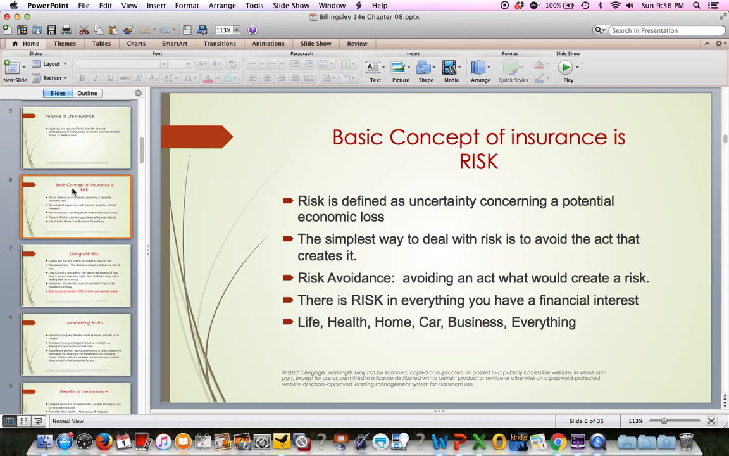So the basic concept of insurance is risk, which I mentioned: you are passing risk onto the insurance company. Okay, so risk is defined as uncertainty concerning a potential economic loss. Essentially, if something happens to a wage earner of a family that they cannot work anymore, or they pass away, then what? How does that family keep going, maintaining their current lifestyle? The simplest way to deal with risk is to avoid the act that creates it.